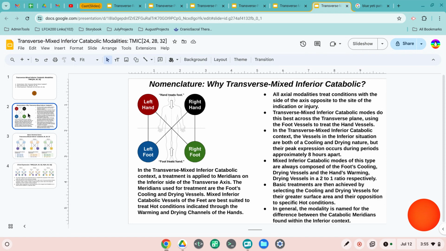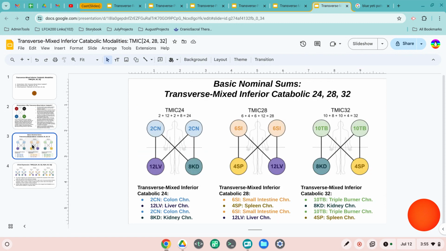Slide 2, Basic Nominal Sums, Transverse Mixed Inferior Catabolic 24, 28, and 32. The 3 modalities shown here are some of the more common patterns used in treating clinical complaints. Setting the semantics of their physiological expression aside, this material will provide a valid nomenclature useful for categorizing the modes themselves and their orientation within the scope of the global balance method. Proceeding from left to right, the transverse mixed inferior catabolic modalities are composed as follows.